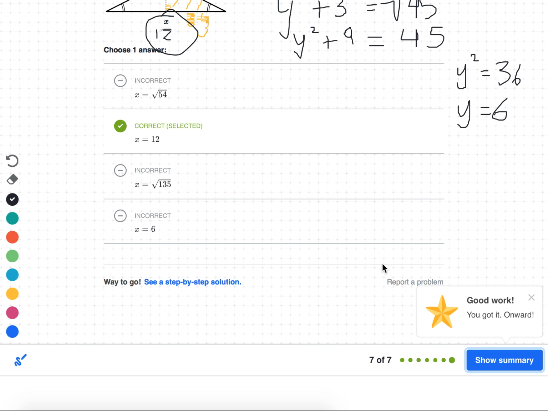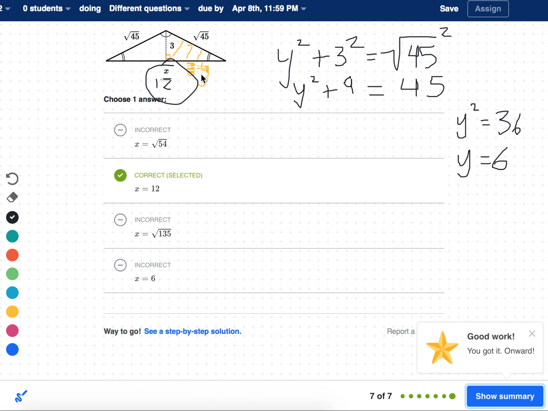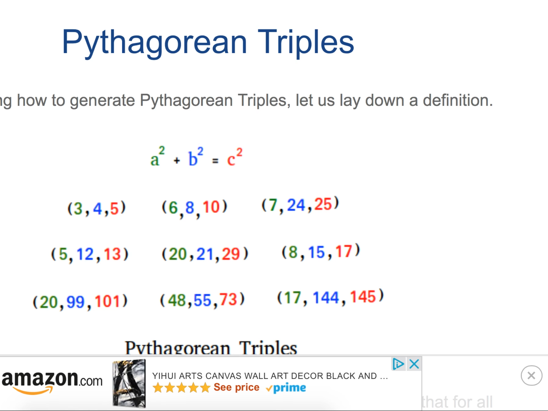And there you have it, 7 out of 7. The key: identify the right triangle, use your scratch pad, write out the Pythagorean theorem, and be on the lookout for these famous Pythagorean triplets.